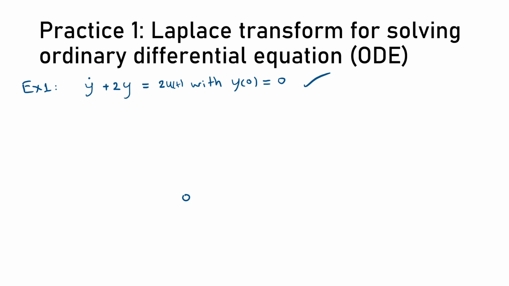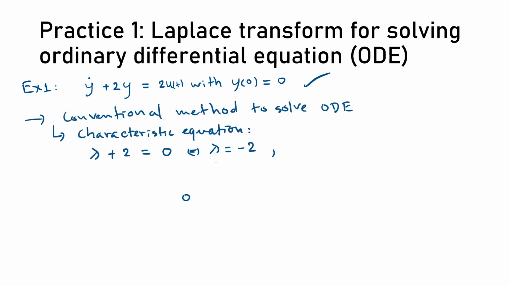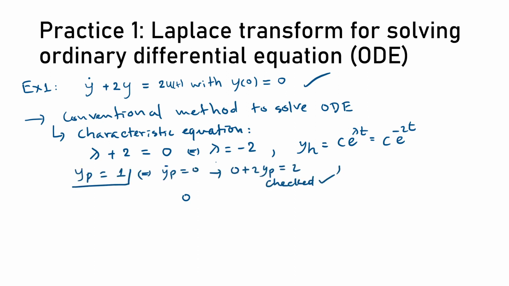So when you have an equation like this, you use the characteristic equation. As you can see here, lambda plus 2 equals 0, then lambda equals minus 2, which is a real number. So the homogeneous solution has this form, constant e to the minus 2t. Okay? So this is just a review. I'm going to go quickly.